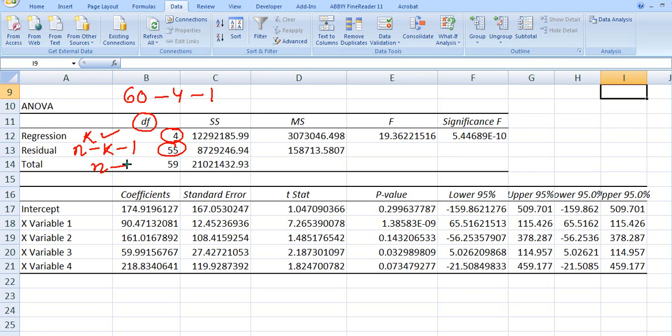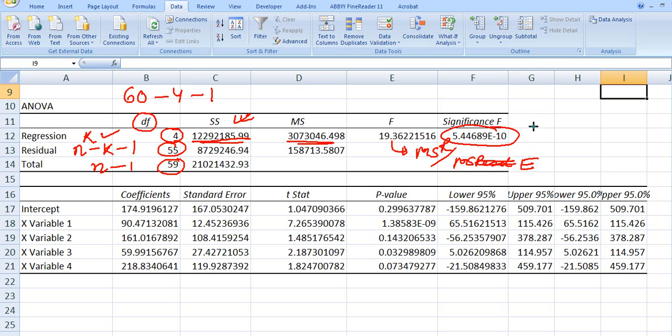The total is n minus 1, that is 59. Sum of square regression, this is the value of sum of square regression. Mean sum of square regression is this. Please note that the value of F is your mean sum of square regression by mean sum of square residual. So the regression value by the residual, or instead of residual I can take errors value. Looking at this data, the significance value of F is very low.